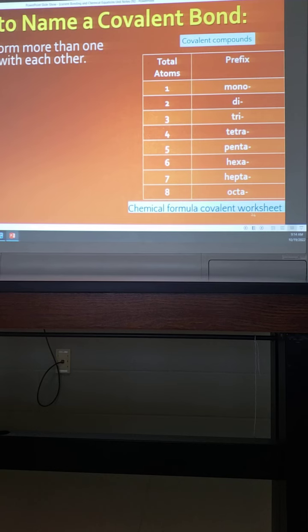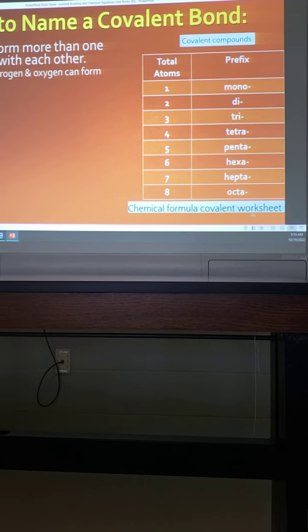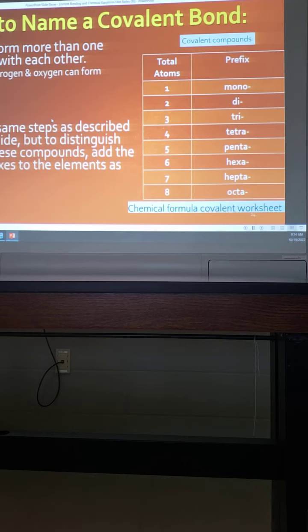Problem now is that there are multiple versions of elements combining. So nitrogen and oxygen. We have all these different combinations, and that is problematic. N2O, NO, NO2, N2O5, those are all very different compounds. They are very different, so we can't just say nitrogen and oxygen. I wouldn't know which one you're talking about. So we have to pay attention to the subscripts. And here's how.